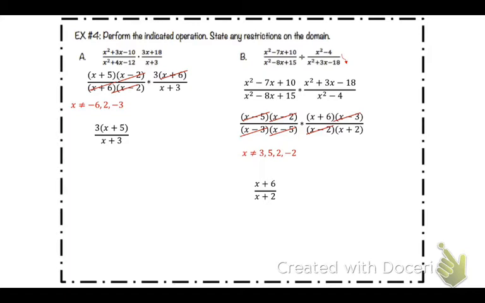Just remember, on division, you have to flip that second fraction first. Okay, biggest thing, flip the second fraction first on division. Factor everything, find your restrictions, cancel common factors.